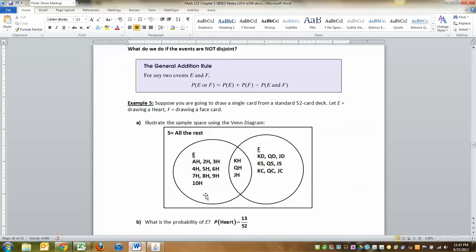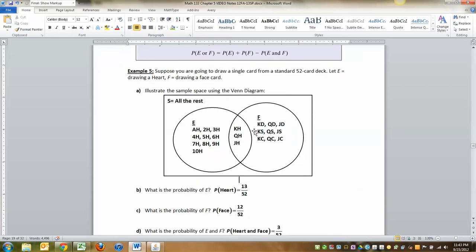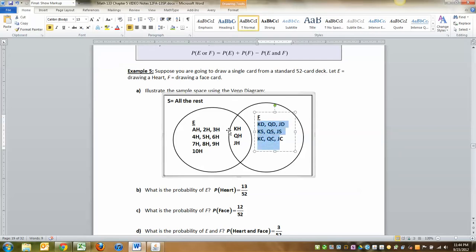All right, now, what's the probability of drawing a heart? Well, you can see there's 13 cards total in that ring, right? In a deck of cards, there's 13 hearts. So it's 13 out of 52. What about a face card? Well, there's 3 faces for each suit. There's 4 suits, so that's 12 total. So there's 12 face cards total between these 3 and these 9.